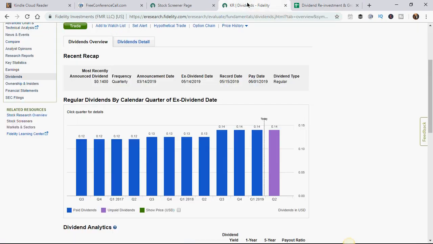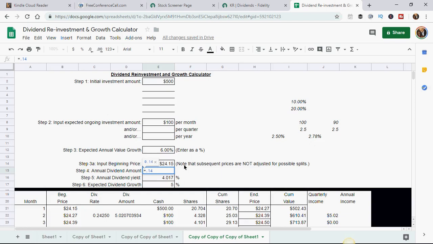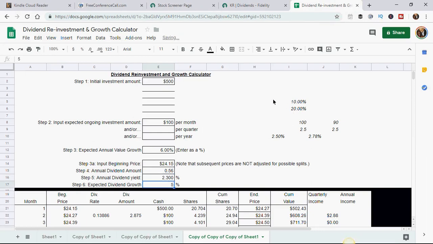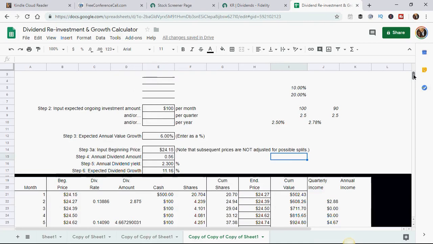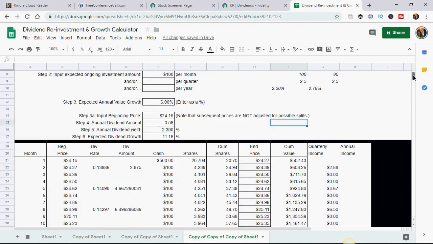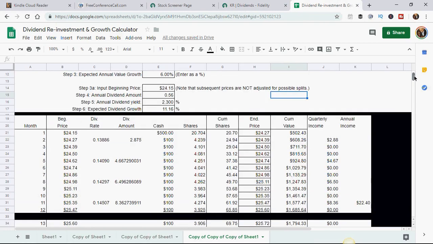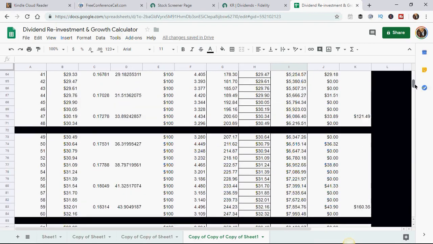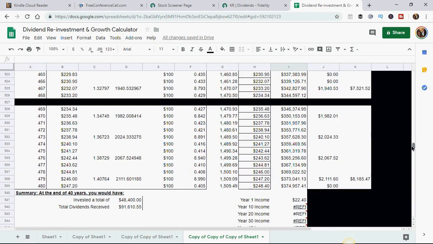The annual dividend amount right now is 14 cents times 4. It's 56 cents. The yield is 2.3, and the growth, let's keep it at where it's at, 11 point on the 5 years, 11.16. All right, so if you invested $500 with this company right now, based on where it's at with the dividends, and if the price of the stock grew an average of 6% every year, so it's automatically going up 6% every year. Let's look at the 40-year outlook on that.